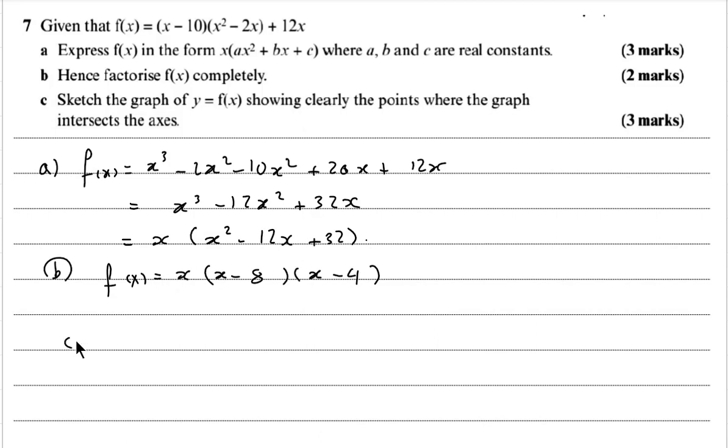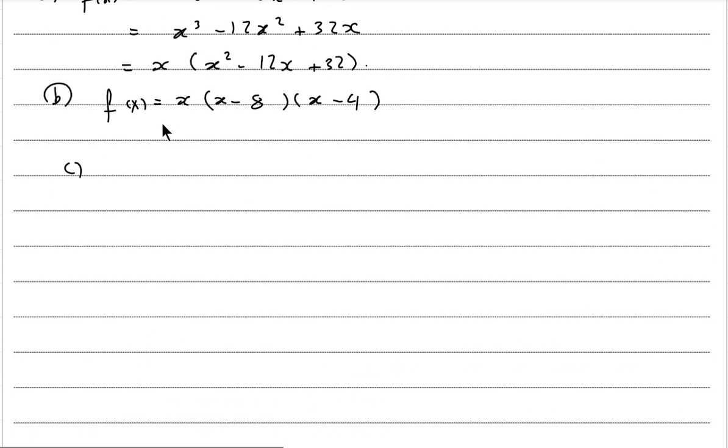And then C, the question said, sketch the graph of y equals f(x), showing clearly the points where the graph intersects the axes. Okay, to sketch a cubic function, we should follow these steps. First one, the coefficient of x^3 is 1, right?